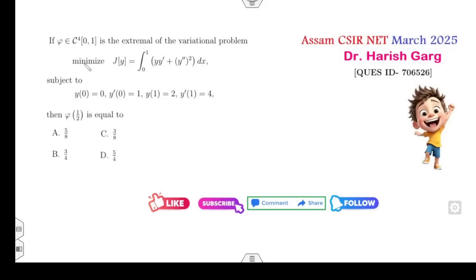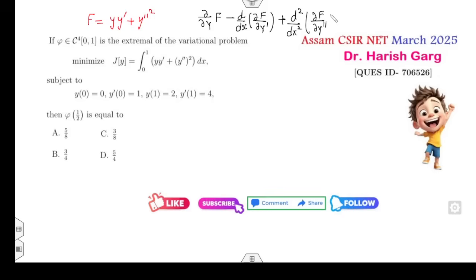Now again, you can see it's a recent year 2025 question. F is my y into y dash plus y double dash square. Now the concept is y double dash. So your Euler equation becomes minus d over dx of f over y dash, then plus the second derivative of f with respect to y double dash. Fine. अगर यहाँ पे y triple dash होगा then you can write as a negative third derivative, d cube by dx cube, and so on.